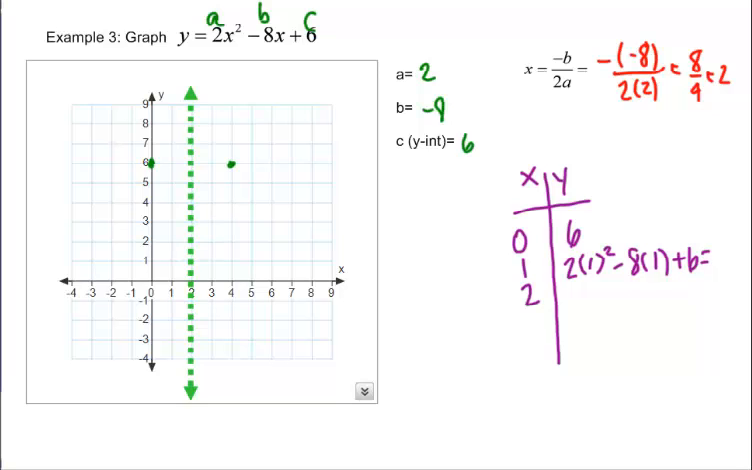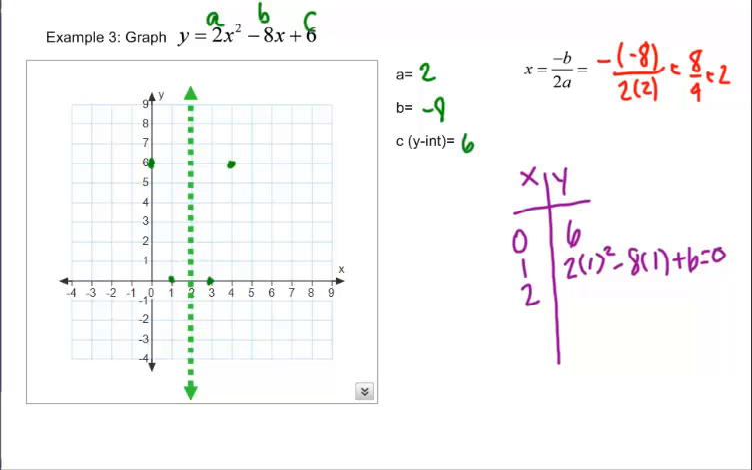Okay? So what is that number specifically? I don't know. We can work it out. This is going to be 2 minus 8. So 2 minus 8 is negative 6. Plus 6 is 0. So the point 1, 0 is on my graph. Well, if it's on the graph here, because of my axis of symmetry, it'll be on the graph right here.